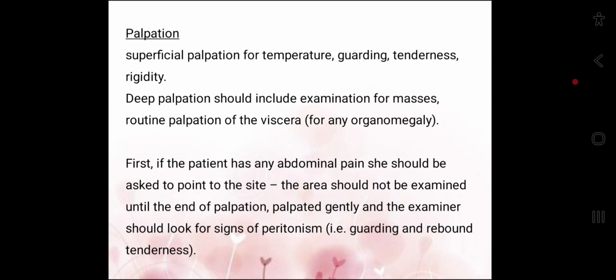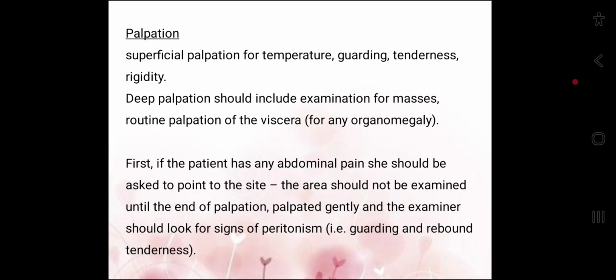Inspection is followed by abdominal palpation. Palpation is divided into superficial and deep palpation. In superficial palpation, we examine for temperature, guarding, tenderness, and rigidity, while deep palpation is for any mass and for organomegaly.